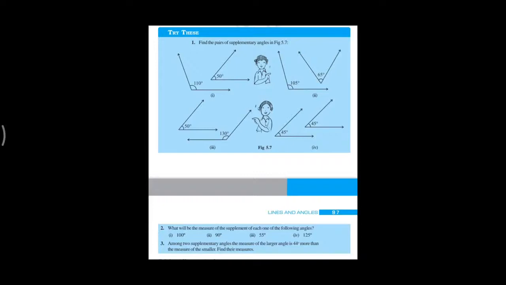This is Try These Two. Question number 1: Find the pair of supplementary angles. Then, what will be the measure of the supplement of each of the following? And among two supplementary angles, the measure of the larger angle is 44 degrees more than the measure of the smaller angle. Find their measures. This is Try These Two, and we will now solve it.